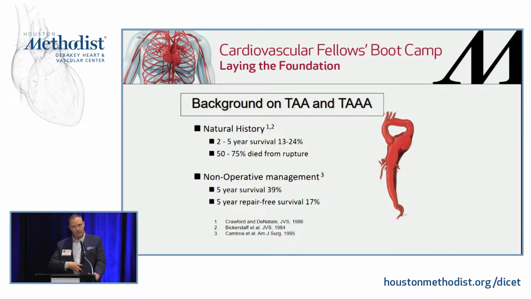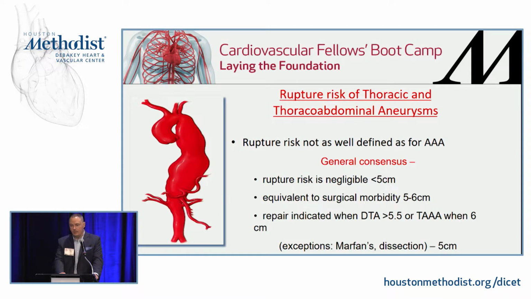So what's the natural history of these? This is from older studies from the 60s, 70s, and 80s. It's dismal. These patients, if you follow them out long enough, don't survive; they rupture. Again, a lot of this was before good medical management, dual antiplatelet therapy, beta blockers, statins, all that type of stuff. But in general, these patients are going to die of their thoracic or thoraco-abdominal aneurysms.